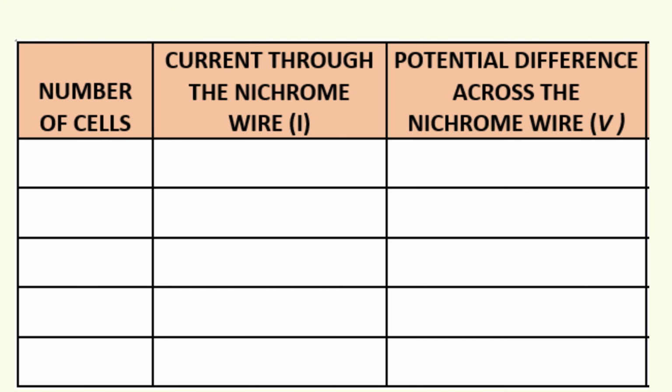We are going to take the readings 4 times. So as you can see in the table, in the first column, we are going to enter the number of cells we are going to add to the circuit each time. The second column will be the reading of the ammeter, and in the third column, we are going to add the reading of the voltmeter, which will measure the potential difference across the nichrome wire.